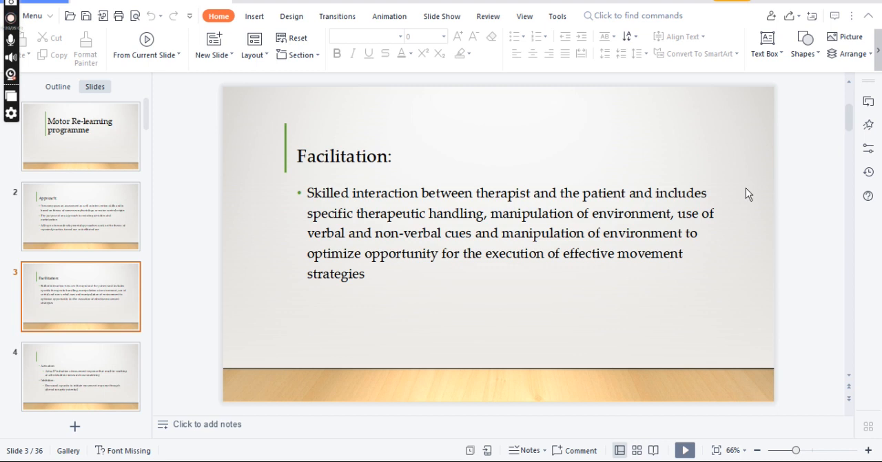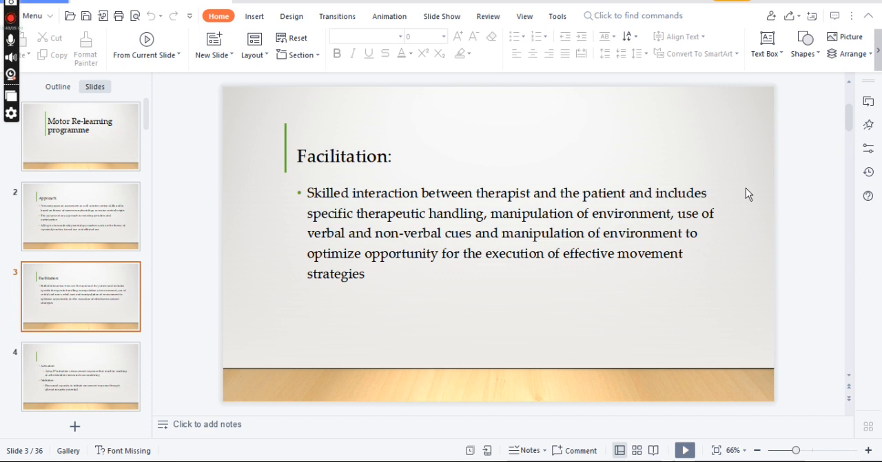Motor relearning means you are re-educating your muscles to work like before. Before, it was like earlier than injury, as it used to perform before injury, and then later on it lost its function. After motor relearning, you re-educate your muscle to restore your lost task.